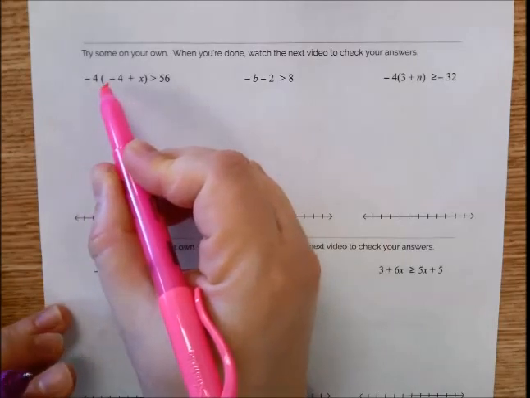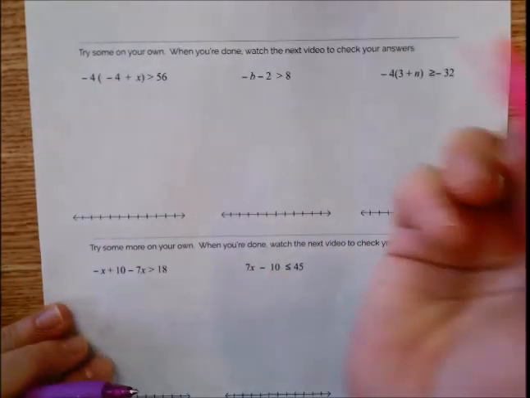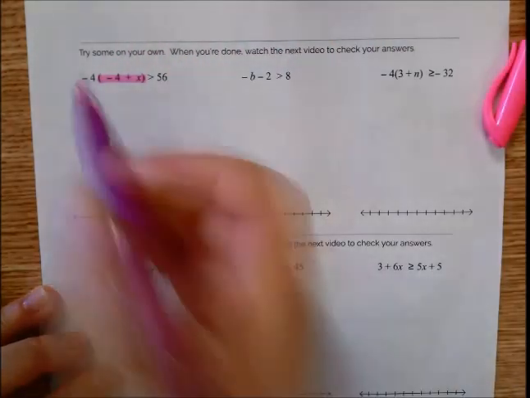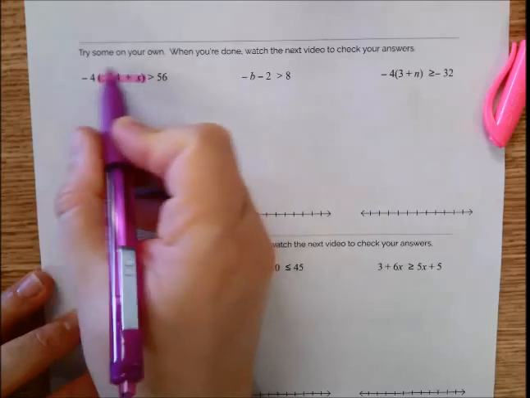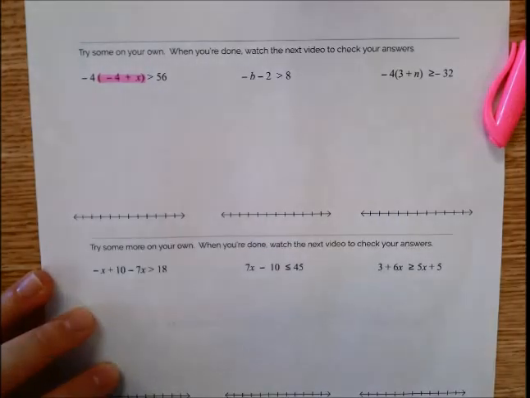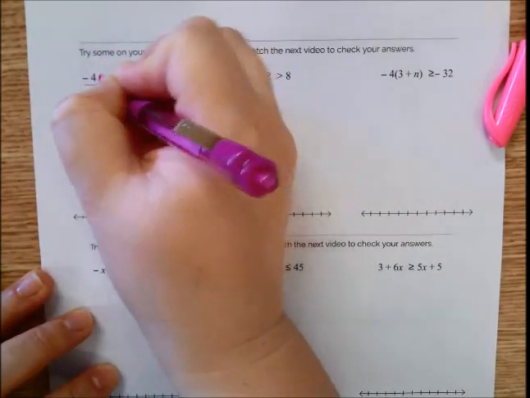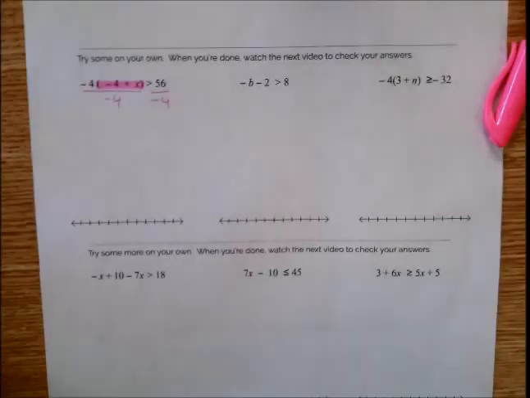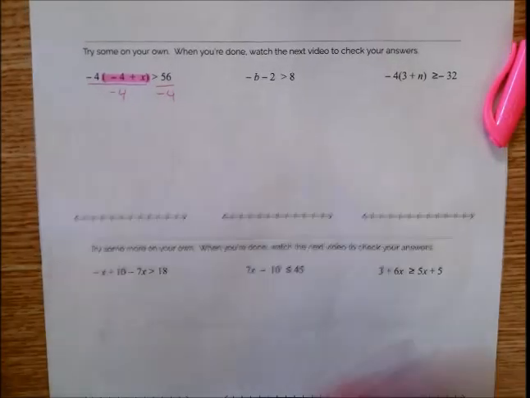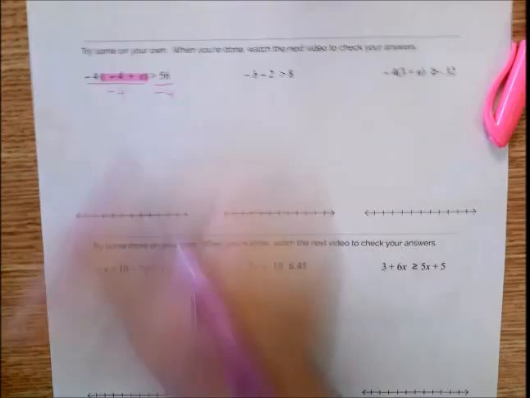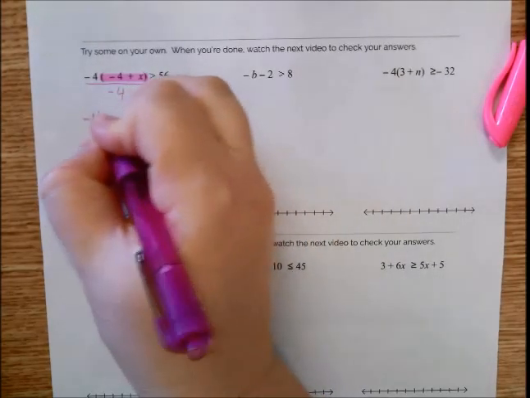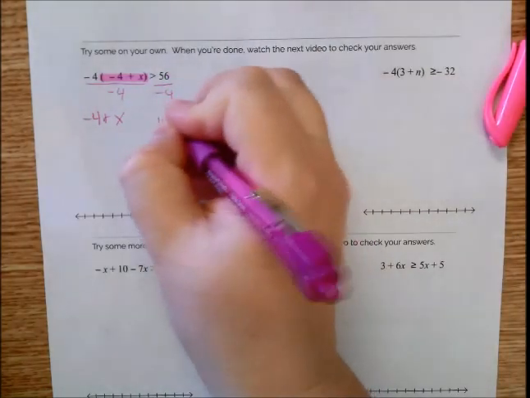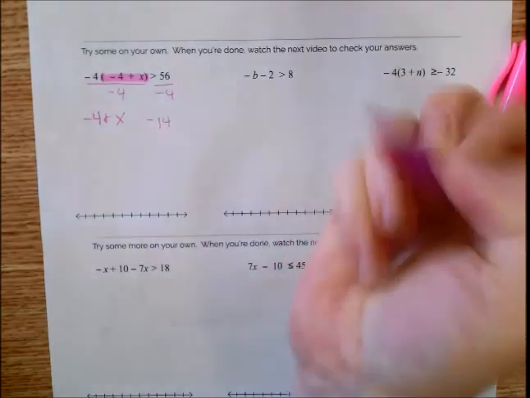Negative 4 times the quantity, negative 4 plus x, is greater than 56. I can't touch this quantity, negative 4 plus x, until that negative 4 on the outside is gone, because I'm multiplying the whole left-hand side by negative 4. To isolate the negative 4 plus x, rather, I'll divide both sides by negative 4. When I do this, on the left-hand side, these two cancel out, and I end up with negative 4 plus x. On the right-hand side, 56 divided by 4 is 14, but it was a positive divided by a negative, so I get negative 14.